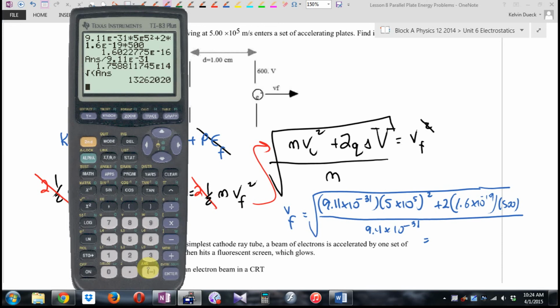Now, by the way, Vanessa, if you also wanted to, you could have just crunched the whole left side and got an answer. I've done a lot of number solving just because I'm a nerd, I like doing that. Double check: 9.11 times 10 to the negative 31. 5 times 10 to the 5th squared plus 2 times 1.6 times 10 to the negative 19 times 500, check. Divided by the mass, check. Square root. I think I'm right, am I not? I'm getting no feedback. Anybody else get that? Close.